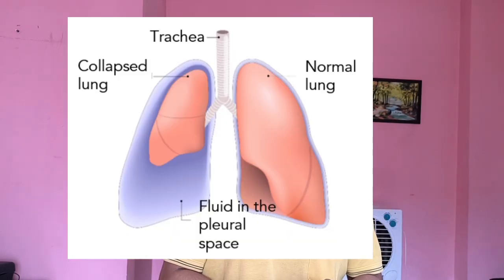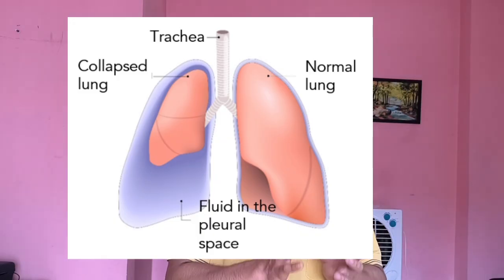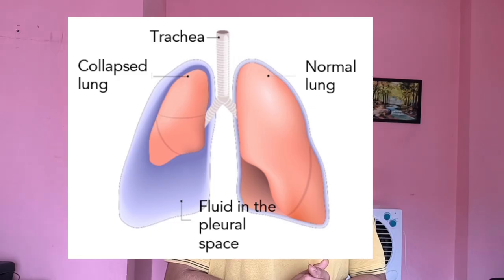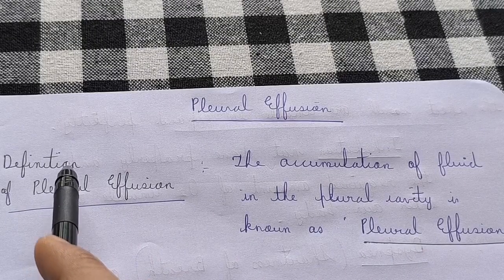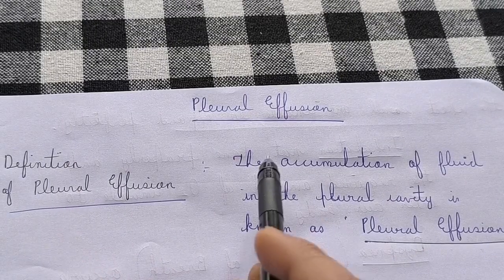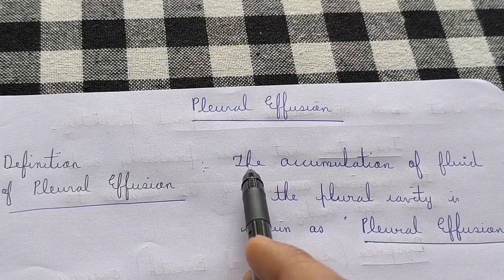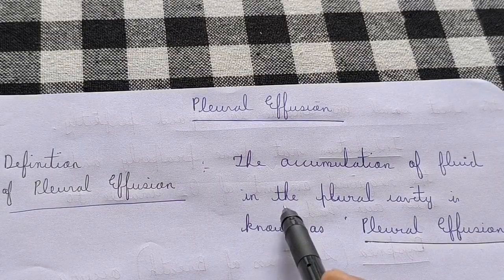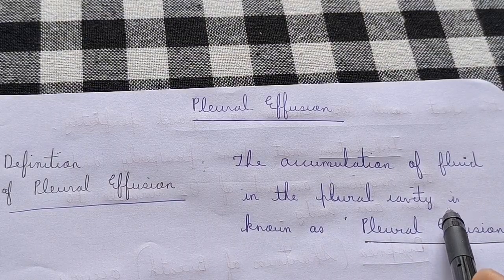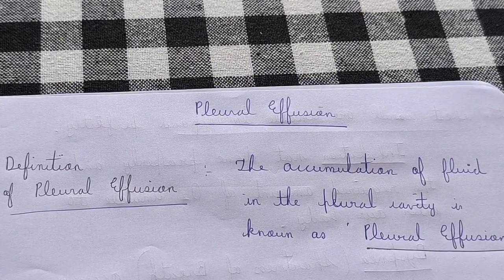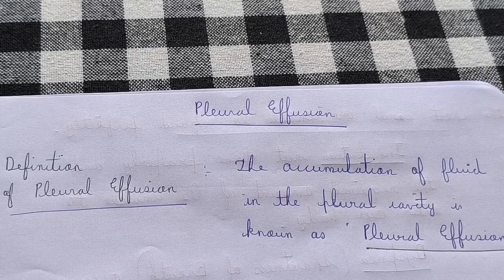Now again see this diagram. This is a pathological condition where fluid accumulates within the pleural space or pleural cavity, and that accumulation of fluid within the pleural space or pleural cavity is known as pleural effusion. So now I'm going to explain the definition of pleural effusion: the accumulation of fluid in the pleural cavity or pleural space is known as pleural effusion. So this is the main definition of pleural effusion.